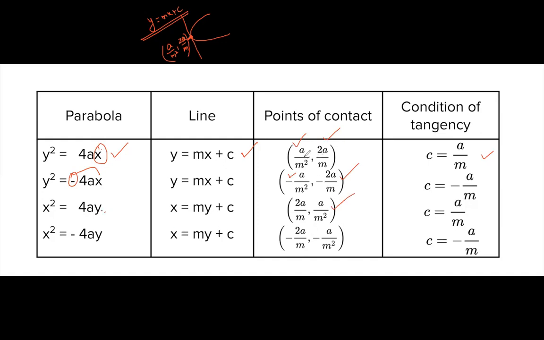Just it got swapped. It is a over m squared and 2a over m, now it is 2a over m and this is a over m squared in case of x squared equals 4ay. And if it is minus, okay, how did we get c equal to a by m? That we can derive, the condition of tangency, we can derive it.